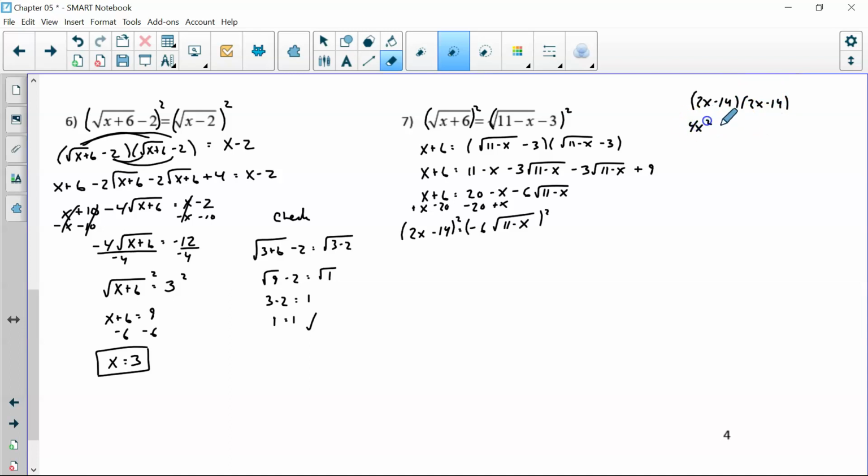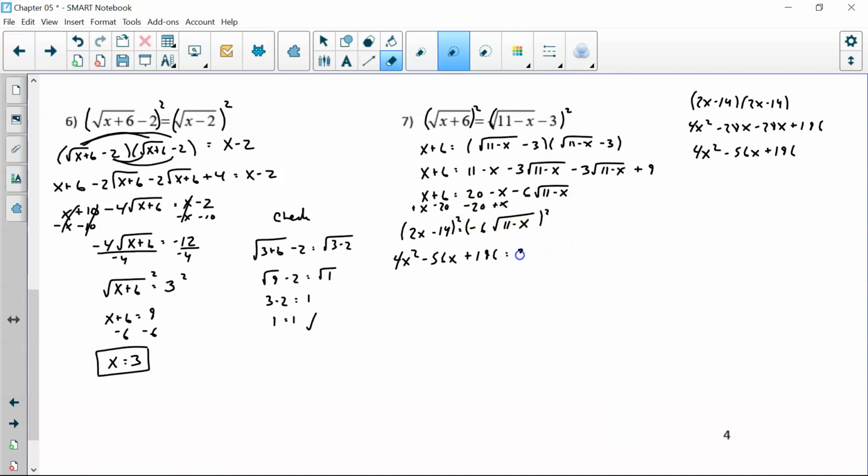4x squared minus 28x minus 28x plus 196. So we combine, that's 4x squared minus 56x plus 196. So that's what we have on the left-hand side. 4x squared minus 56x plus 196 equals. And now on the right-hand side, we're going to square both terms.